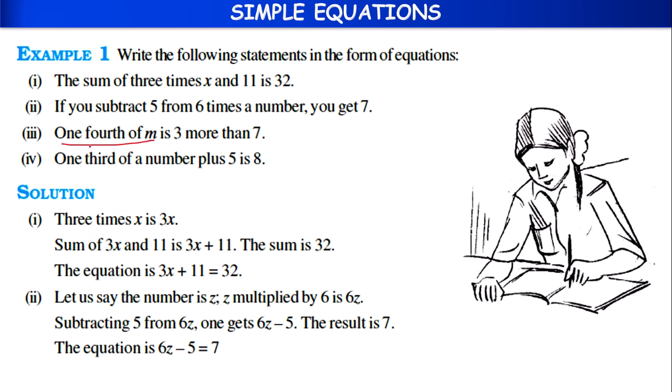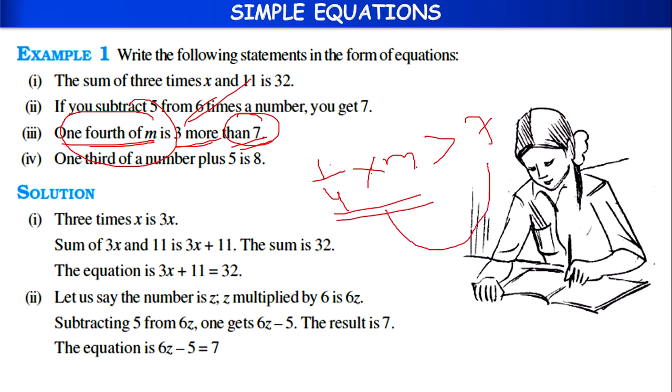Next one. 1/4 of m is 3 more than 7. 1/4 of m is how much? 3 more than 7 means this 1/4 of m is greater than 7 by 3. Means if we take the difference of this 1/4 of m and 7, we will get 3. Indirectly, they have given that.